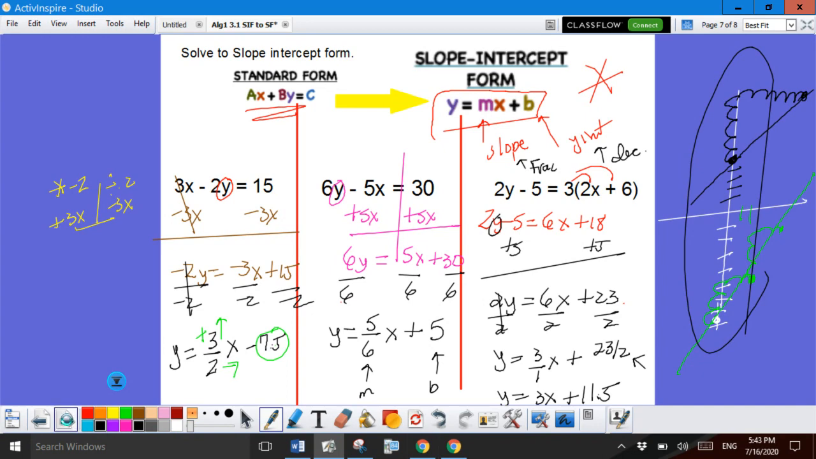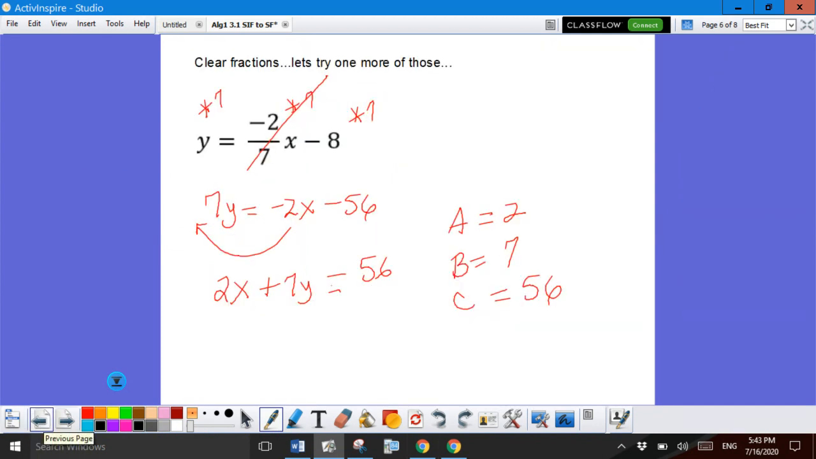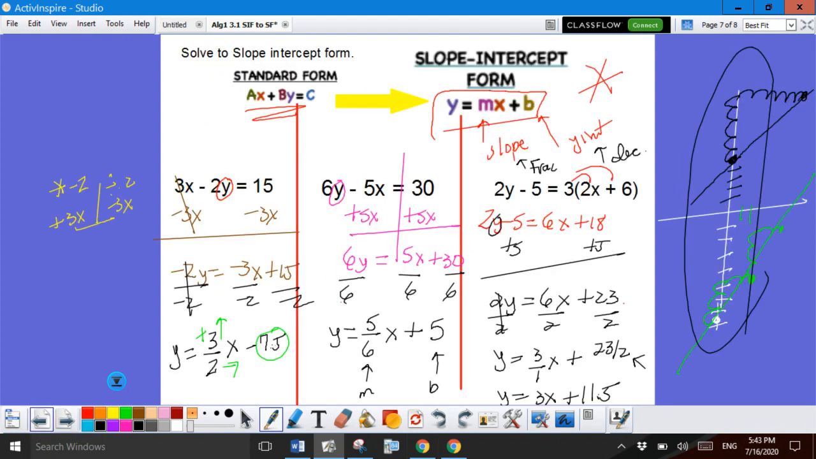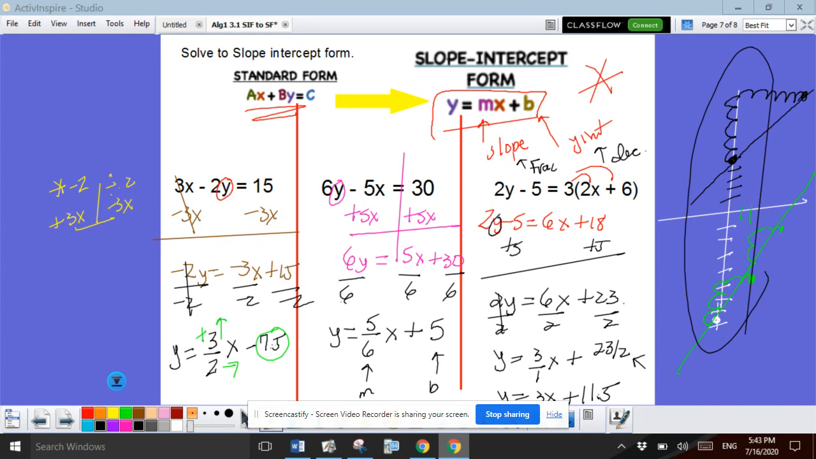All right, so that is what you're working on for today. Focusing on going from standard form to slope-intercept form and back and forth. So remember to clear those fractions, and we will catch up with you tomorrow. Make sure you come in with questions.